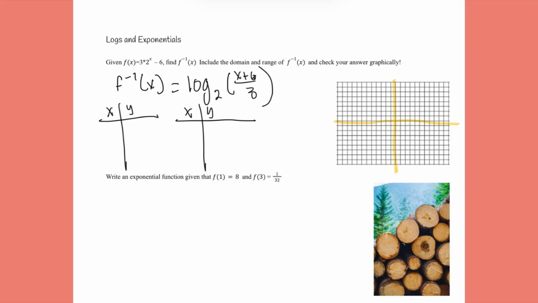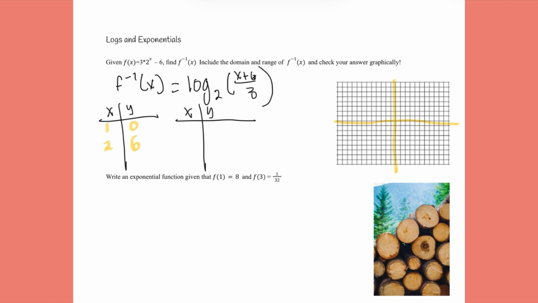For f of x, I'm going to start by plugging in 1 for x, and I'm also going to plug in 2, because those are small numbers, so I'll probably get pretty small numbers out. When I plug in 1 for x, I get 2, and then 2 times 3 is 6, minus 6 equals 0. Now I'm going to plug in 2. 2 to the 2 is 4, times 3 is 12, minus 6 is 6. So those are the points I get.